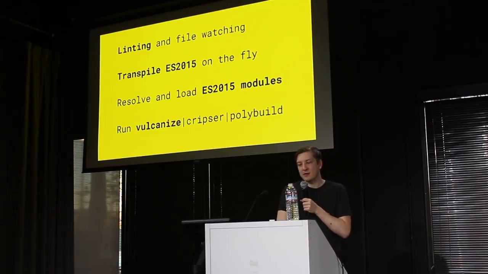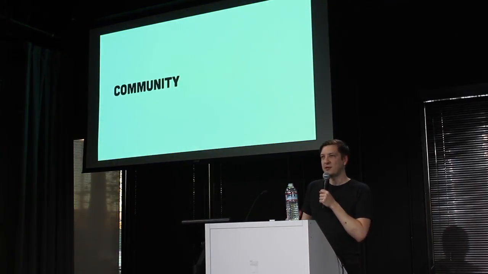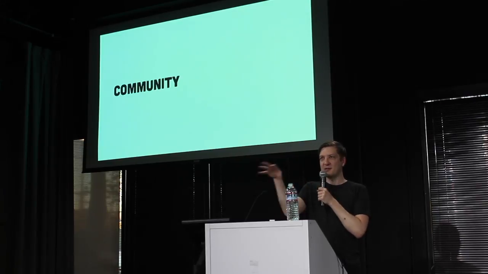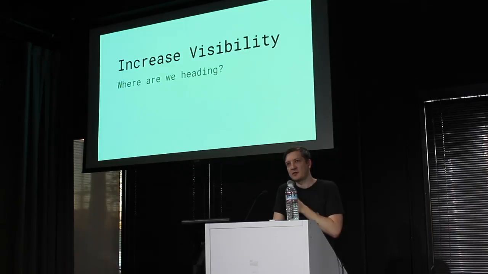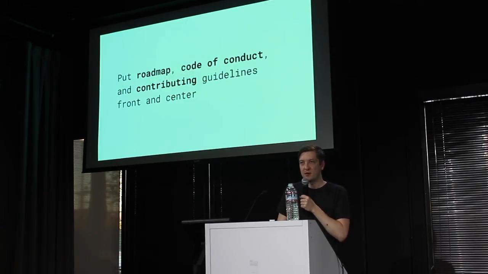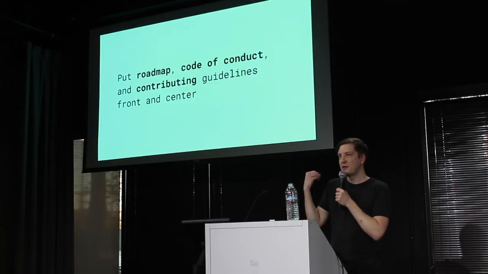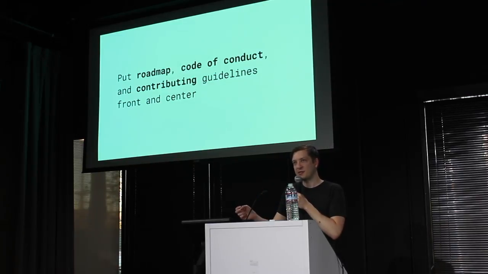Now the last thing that we're going to be working on is engaging with the community better and making sure that it doesn't feel like an us and them ecosystem. Part of this is increasing our visibility, talking about where we're heading and making sure that we have our roadmap, our code of conduct, our contributing guidelines, all of these things front and center so developers have insight into what's happening in 2016, 2017, and beyond.